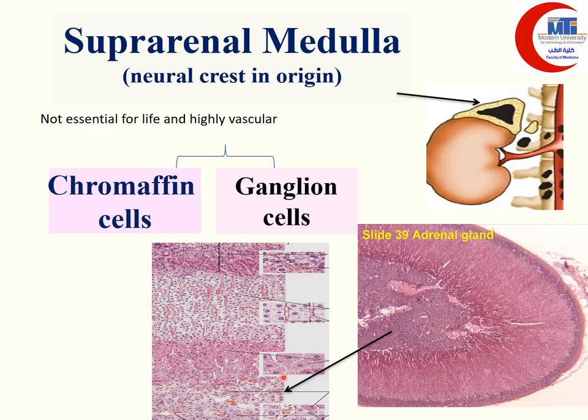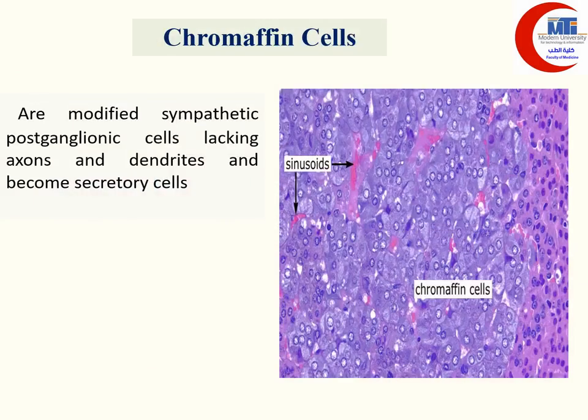It's formed of two types of cells: chromaffin cells and ganglion cells. Chromaffin cells are the main cells in the suprarenal medulla. They are modified sympathetic post-ganglionic cells.